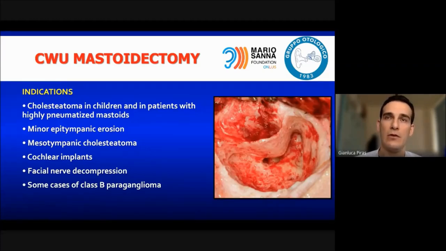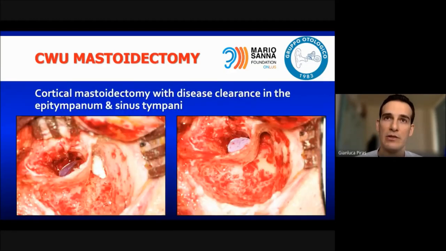If you follow the pathology first, the risk is that you can damage the anatomical landmarks. So first of all, follow the anatomical landmarks. This is important both for cholesteatomas and I think also for the cochlear implants. Doing a small mastoidectomy with a simple hole is practically as effective as doing a good mastoidectomy.